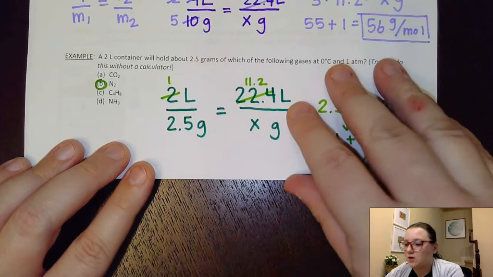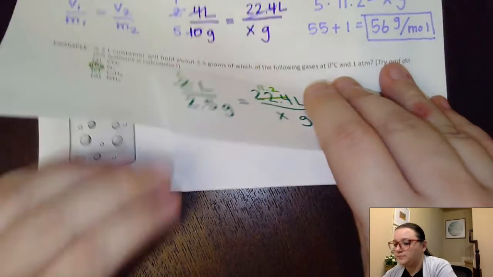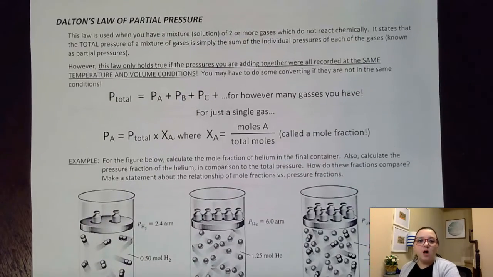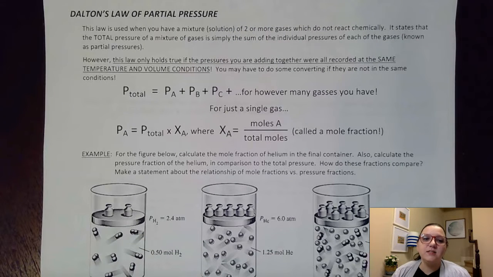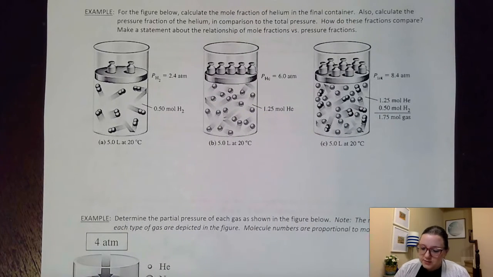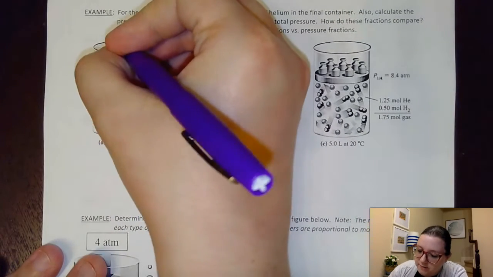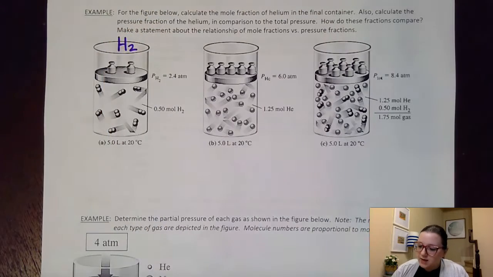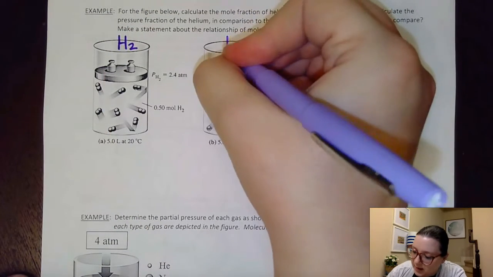All right, let's go ahead and look at our next gas law, which is Dalton's law of partial pressure. This law is used when you have a mixture of 2 or more gases that don't react chemically together. I'm trying to figure out, after I've added those gases together, what the total pressure would be in a container. So let's look at how this works from a molecular standpoint. If you notice down here, I have a container of hydrogen gas. I have a container of helium gas.